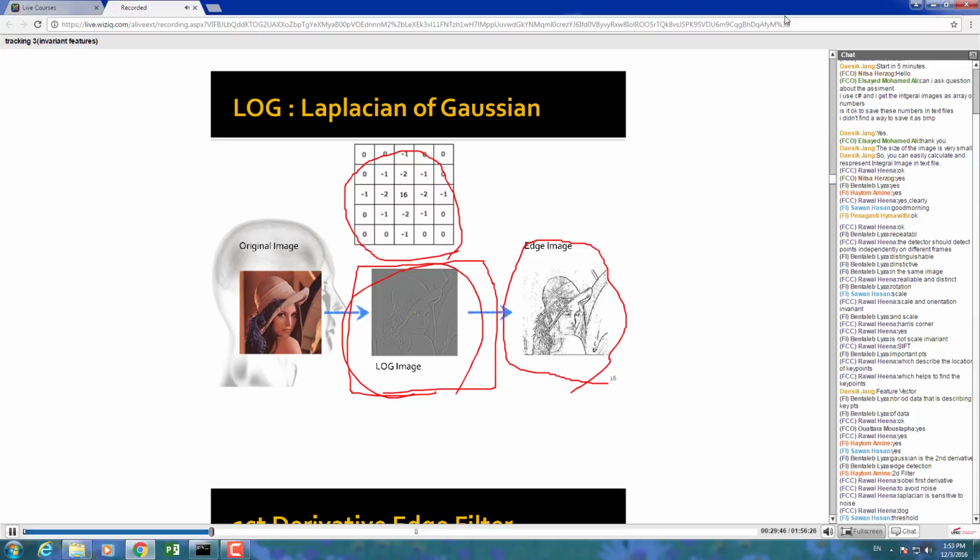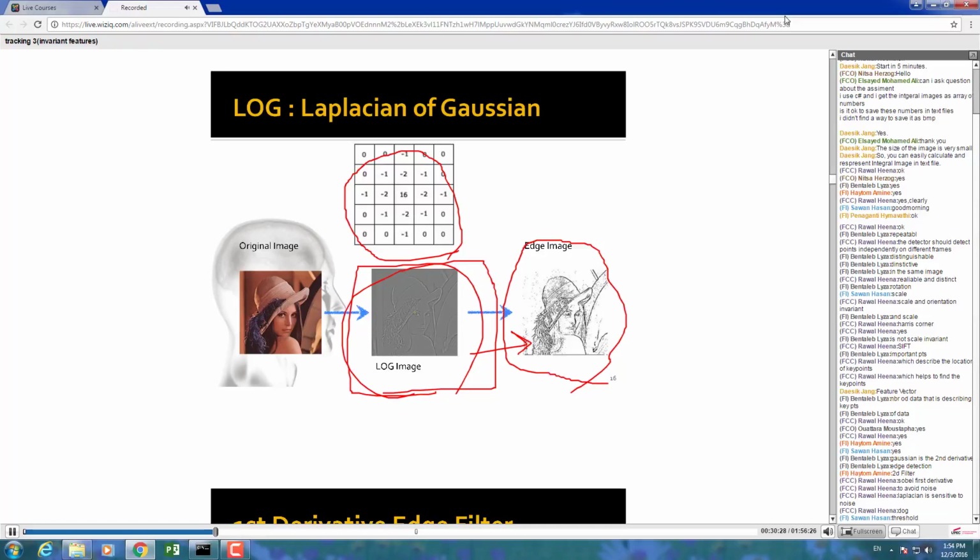LOG threshold. Okay, threshold is a way to find final edge points from first derivative edge detectors, such as Sobel. If we apply the Sobel operator, then we can apply some thresholds, and then we can select edge points. But LOG is not using thresholds. So what is it using instead?